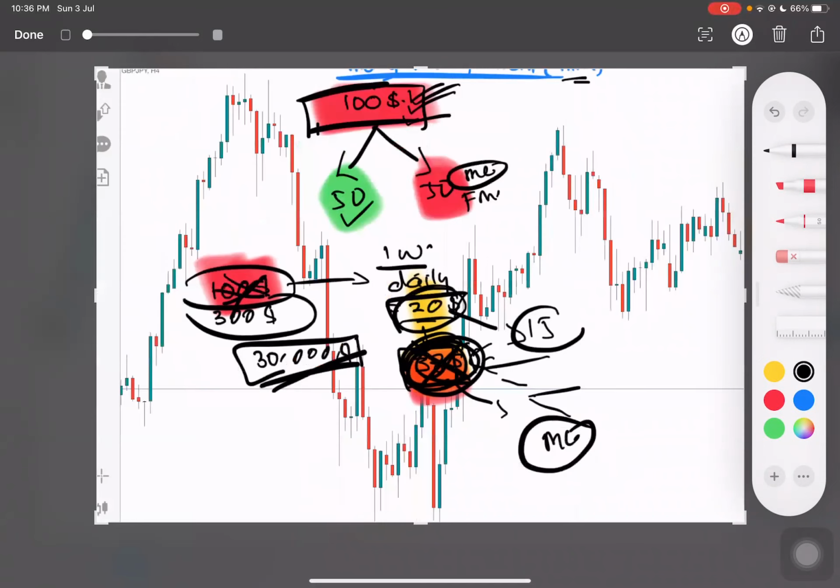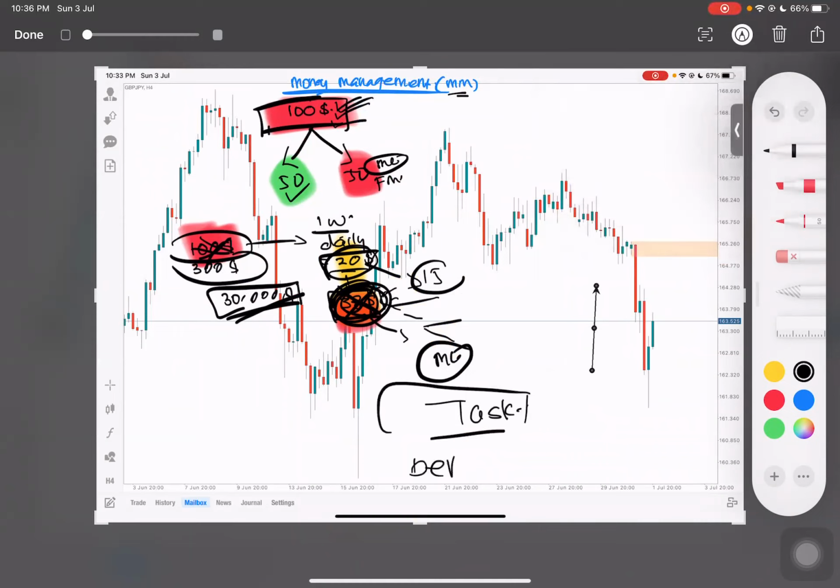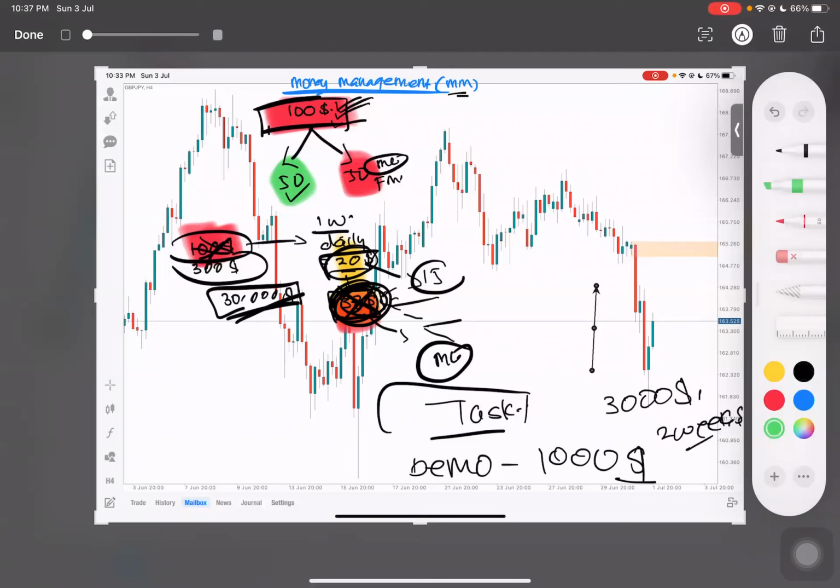Great. So I have a task for you. The task is simple. I want you to open a demo account. It doesn't matter how much. Let's say you open a $1,000 USD demo account. I want you to grow it to 3,000 USD in 2 weeks. Is that okay for you? Do you think you can do this or not? Yeah, I can do it. Can, inshallah. Because I know you can do this. This is just a target, just a task.